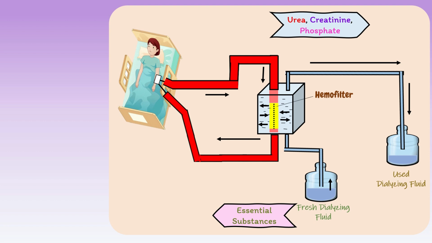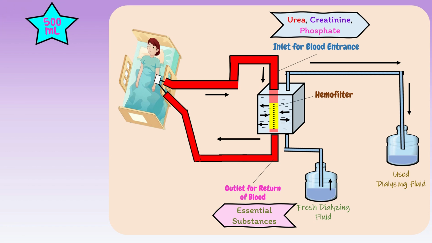In addition to the dialyzer, the dialysis machine has several blood pumps with pressure monitors, which enable easy flow of blood from the patient to the machine and back to the patient. It also has pumps for flow of fresh dialysate and for drainage of used dialysate. So this is the inlet for the entrance of blood, and this is the outlet for return of blood to the body. Total amount of blood in the dialysis machine at a time is about 500 milliliters.